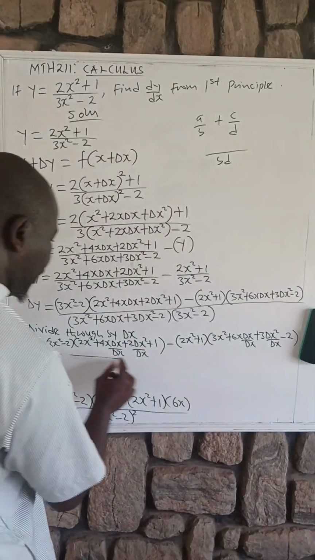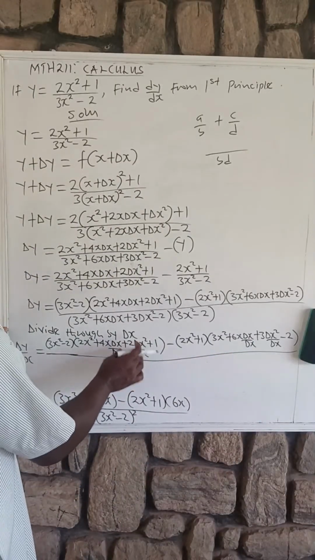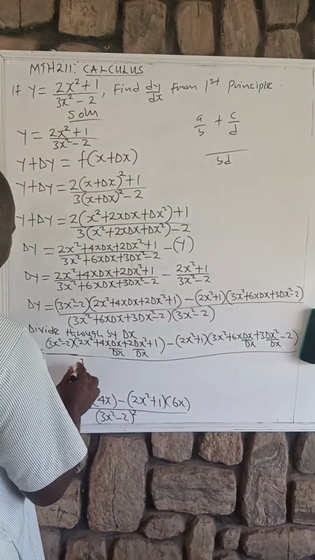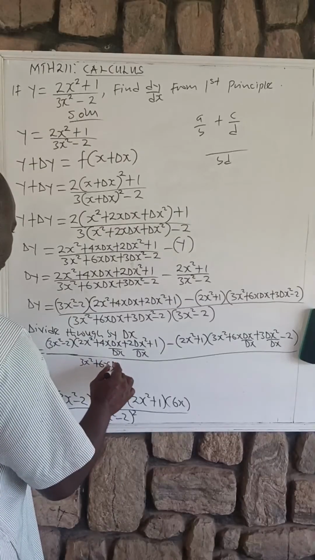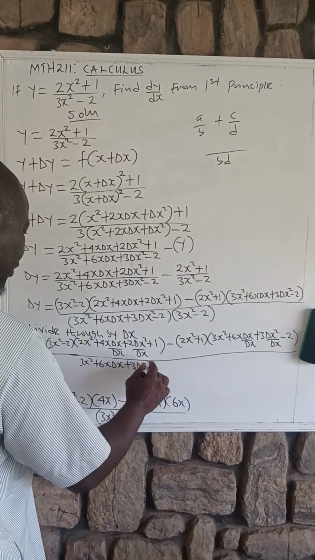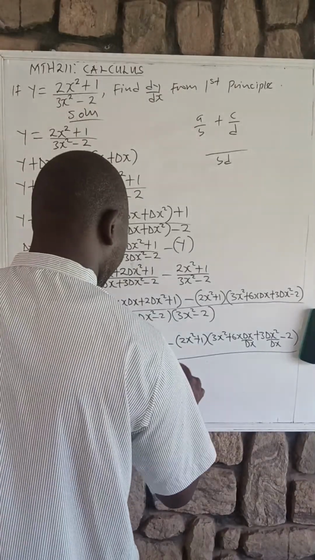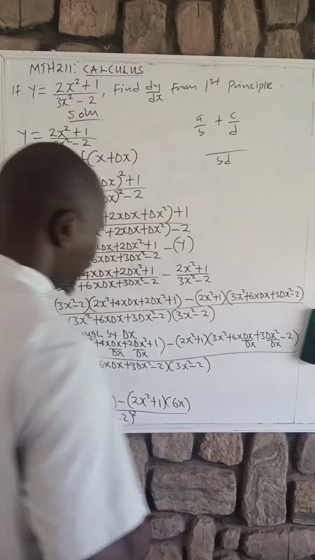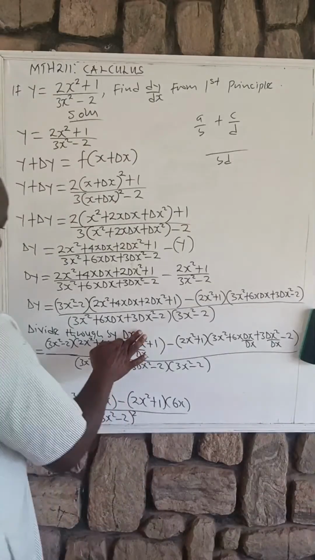Then all over, you know, I told you the division will only affect this, so you write back this: 3x squared plus 6x dx plus 3dx squared minus 2, close bracket, times 3x squared minus 2. Do you agree with me? Yeah.